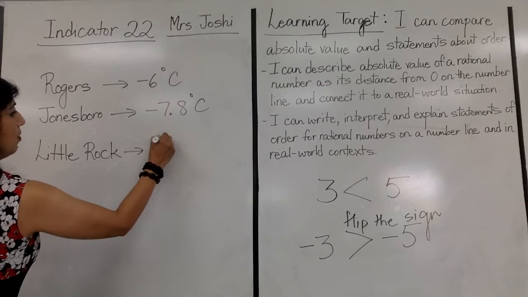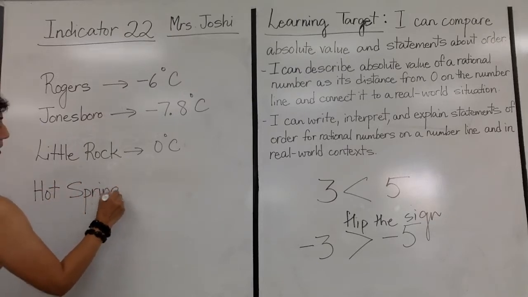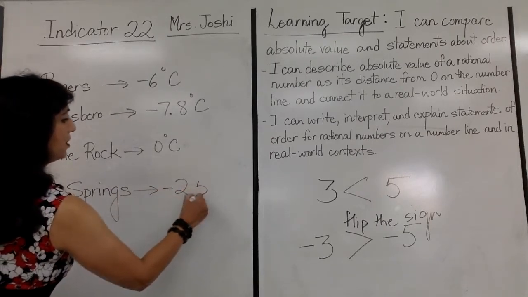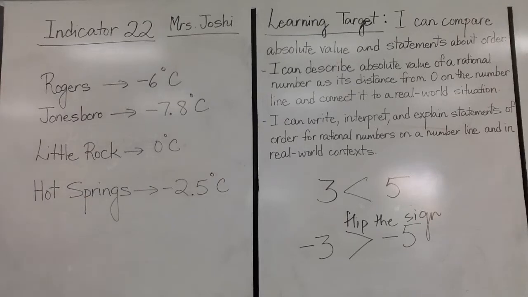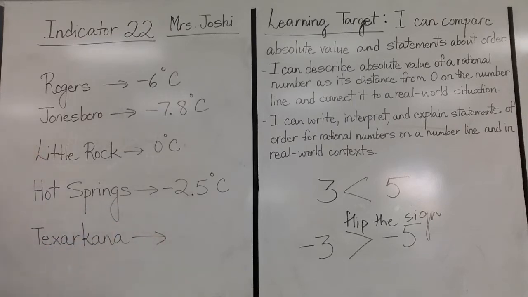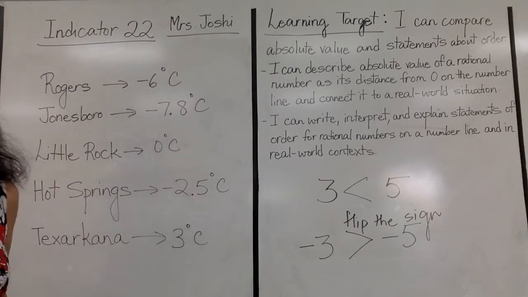is 0 degrees Celsius. Hot Springs, the temperature is -2 and 5/10 degrees Celsius. And Texarkana, the temperature is 3 degrees Celsius. Please remember that this sign on the top, which looks like a little o, signifies the degree temperature.